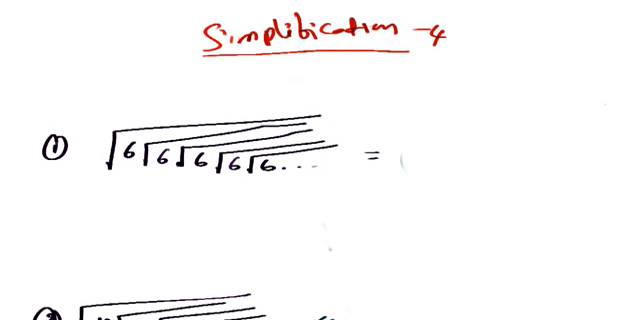When a problem is given like this, root 6 into root 6 into root 6 into root 6 into root 6, how to solve it? Friends, this is a very easy problem. In the earlier problem we had root 6 plus root 6 plus root 6 plus root 6, whereas here it is completely multiplication. Then don't worry, your answer will be the same number. Whatever number is given in the problem, the same number will be your answer.